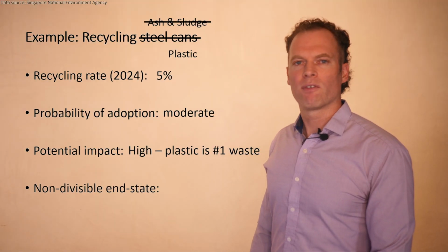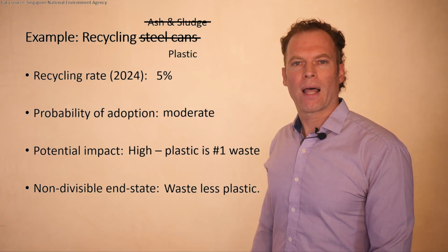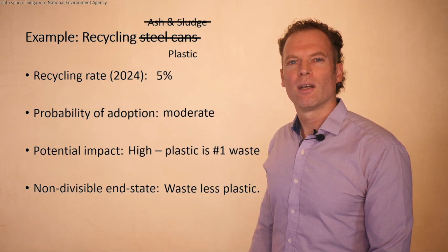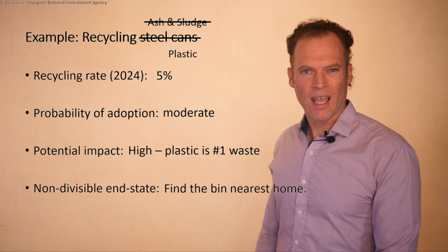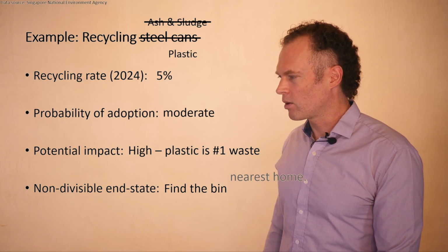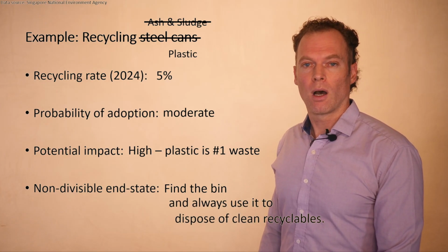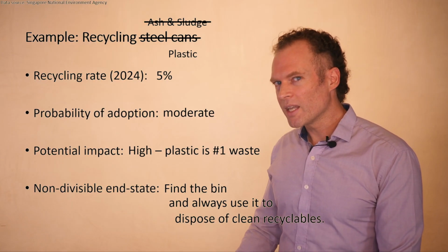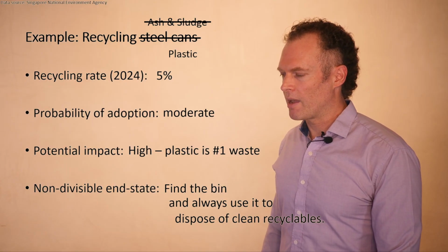Now let's think about a non-divisible end state behavior. I'm going to kind of repeat myself here. Waste less plastic, right? That's rather divisible. How do we make it more specific? All right, find the bin nearest home. Again, this is problematic because it's not an end state. That doesn't mean people will recycle. Rather, find the bin and always use it to dispose of clean recyclables. Now we're getting more into the territory of a good non-divisible end state behavior.